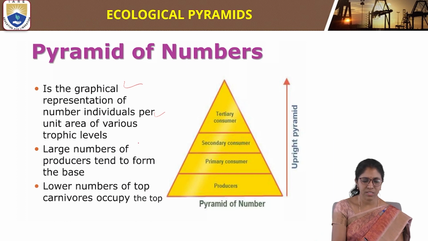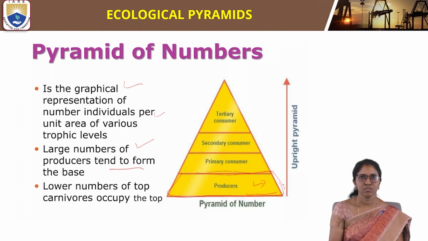So here it indicates the population of the individuals per unit area of various trophic levels. A large number of producers tend to form the base. In the pyramid, this area is very large, so the population of producers is large. The large number of producers tend to form the base.